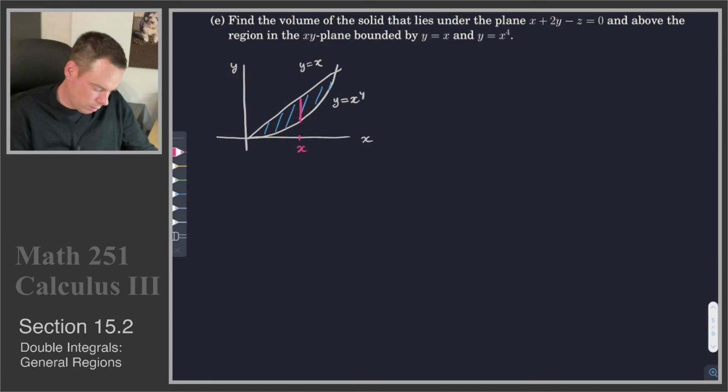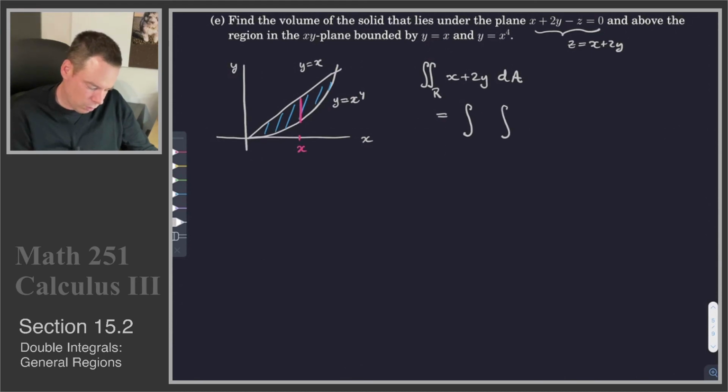So I always like to draw the line segment first, so that now when we set up the integral over the region of, what's our function in this case? z is equal to x plus 2y, so that's going to be our function, x plus 2y. The integral is with respect to dA. Now that we're treating it as a vertically simple one, that means we're going to integrate over the y values first. y values go from x to the fourth up to x, and that's with respect to y.